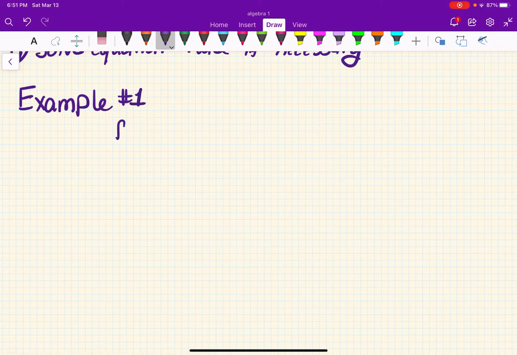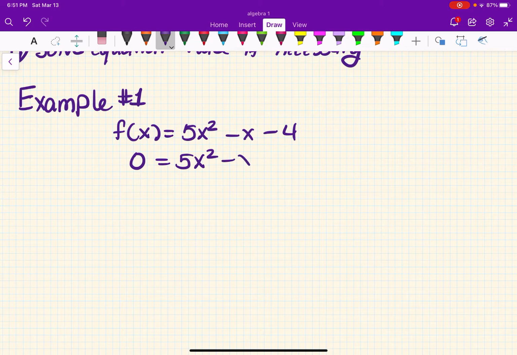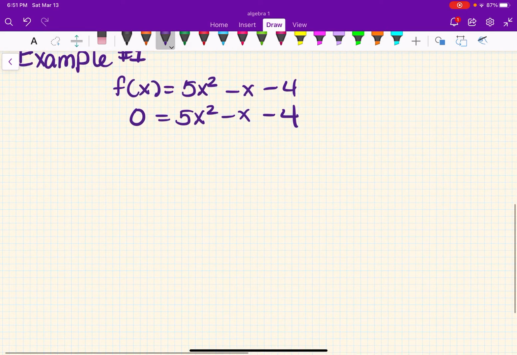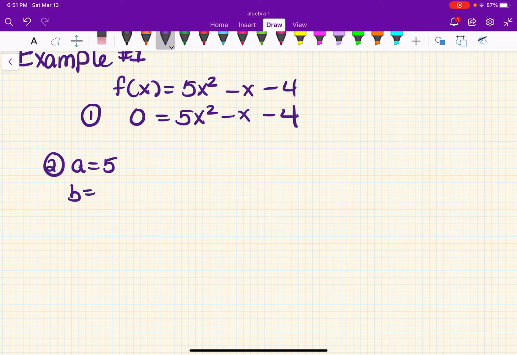And I have f of x equals 5x squared minus x minus 4. Now this doesn't look like it's equal to 0, so instead of f of x, I'm going to go 0 equals 5x squared minus x minus 4. We want f of x or y to be 0, so I'm replacing it with 0 if it's not there. First step. So there's my first step. My second step, identify your a, b, and c. a is 5, b is negative 1, and c is negative 4.